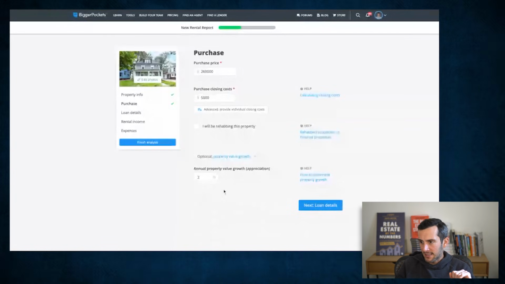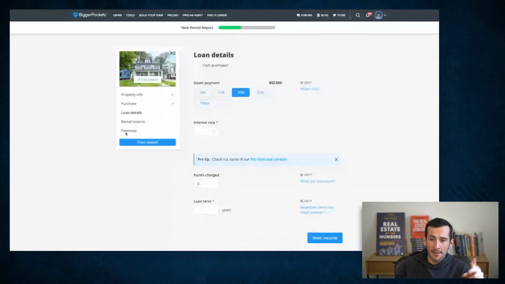Next. You can already see there are 5 steps in deal analysis, guys: property info, purchase, loan details. We've done 2 of those steps. We're going to move on to 3, 4, 5 super quick.